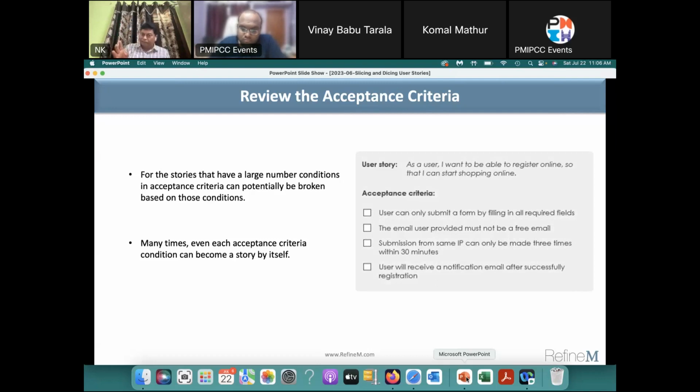So another approach is you look at the acceptance criteria of the user story. If it has too many acceptance criteria, like in this example, then you review them and see if there is a possibility of splitting it. Like the last one, user will receive a notification. That could be a separate story, the user notification. Then you split that story, and the acceptance criteria will be whatever is here. So you can look at the acceptance criteria, and that will give you a trigger to break a user story.